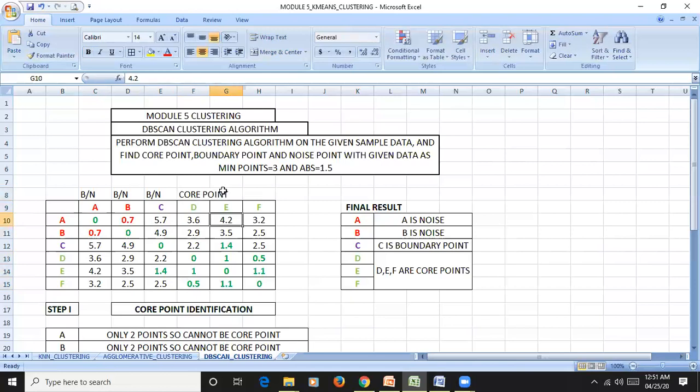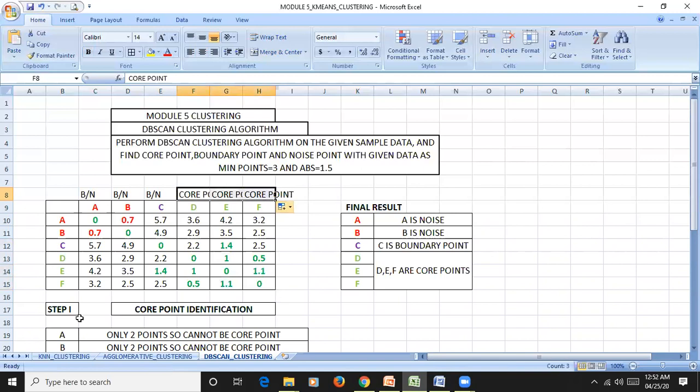Similarly, shift to your E now. How many of them are there? 1.4 I can take because I have given 1.5 as your epsilon. 1 is there, 0, 1.1. 4 of them are there, so I can state this one also as a core point. Shift to F: 0.5, 1.1, 0. How many values? 3 values. Again, this can also be treated as my core point now. These 3 are my core points.